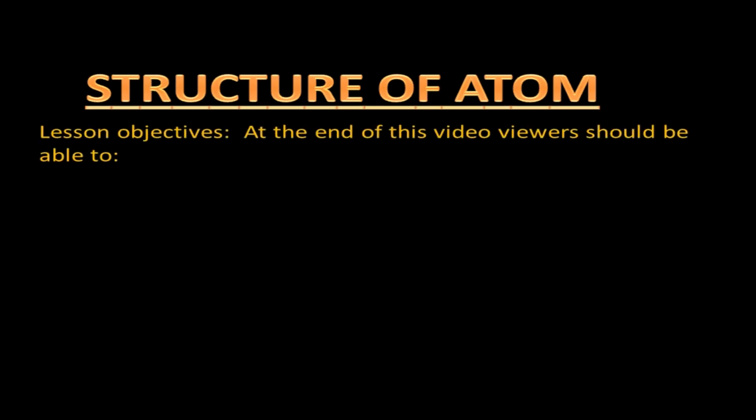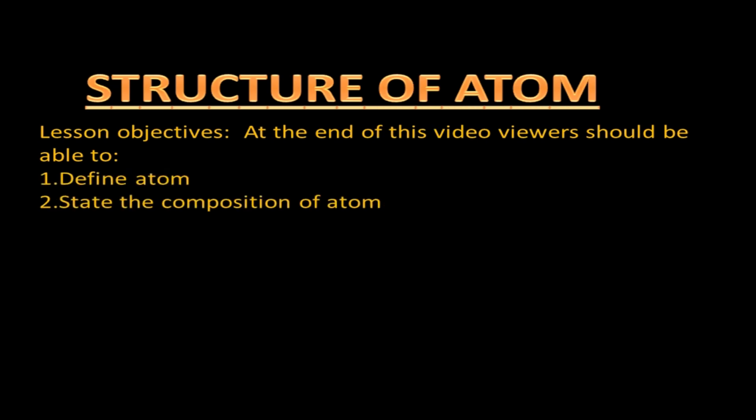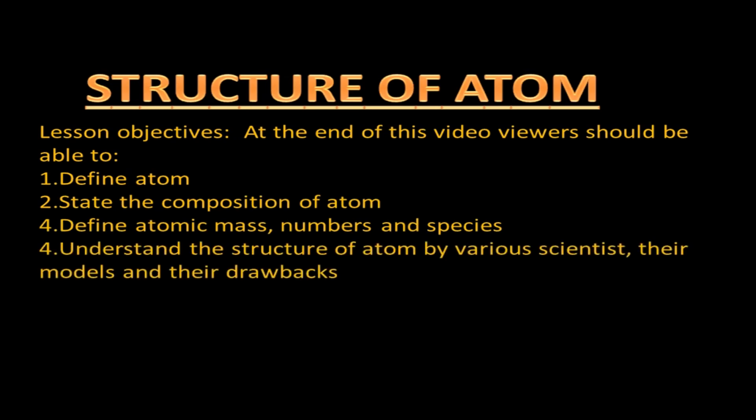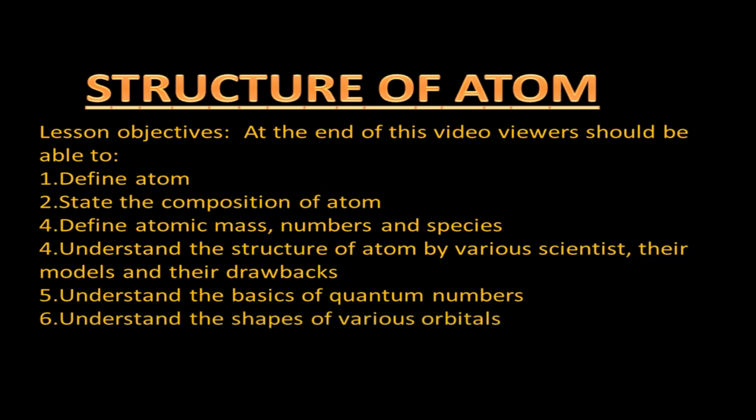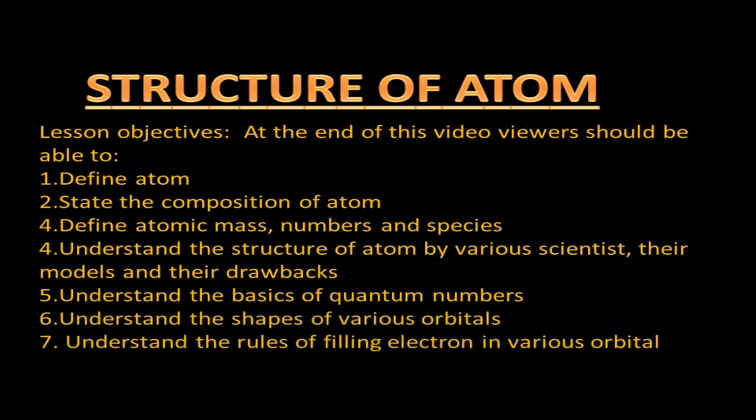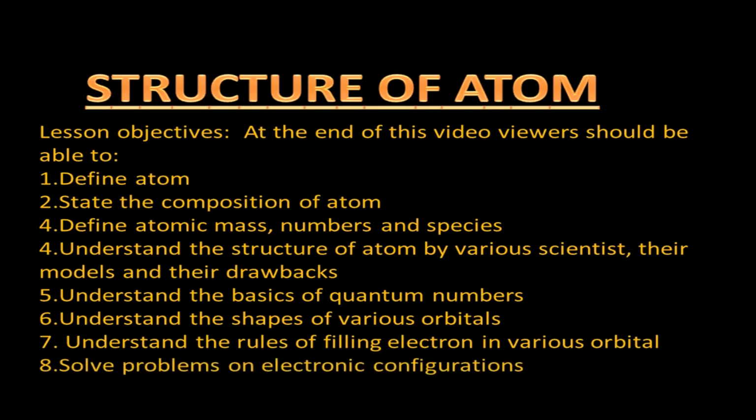Lesson objectives. At the end of this video, viewers should be able to define atom, state the composition of atom, define atomic mass, numbers and species, understand the structure of atom by various scientists, their models and their drawbacks, understand the basis of quantum numbers, understand the shapes of various orbitals, understand the rules of filling electrons in various orbitals, and lastly, solve problems on electronic configurations.